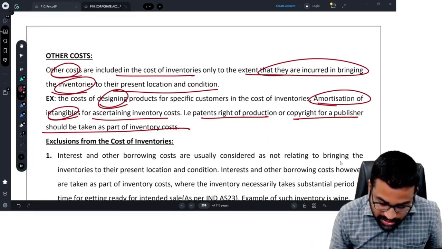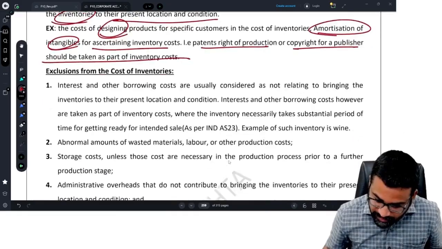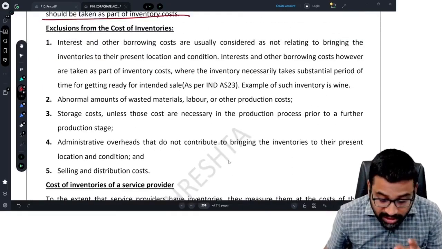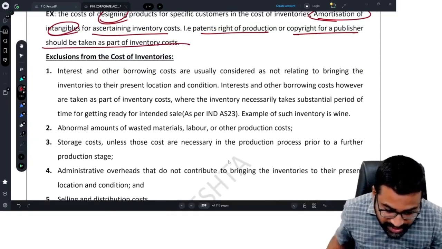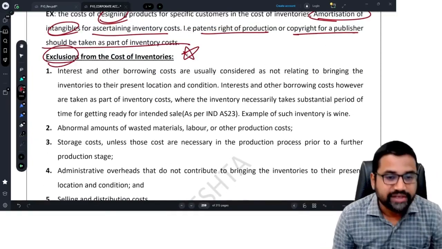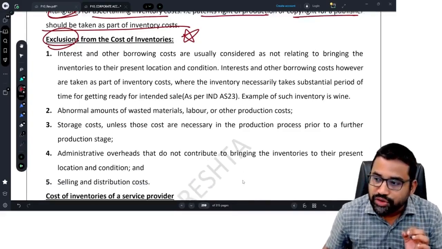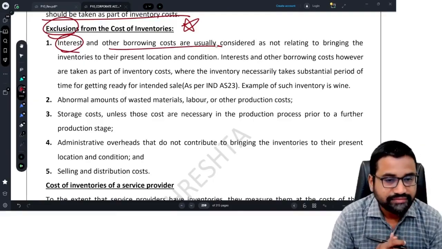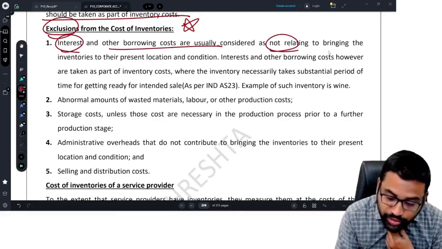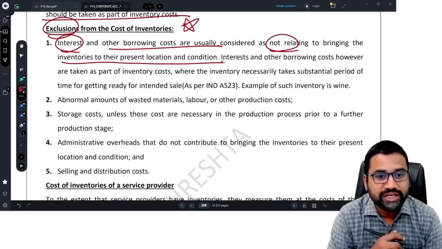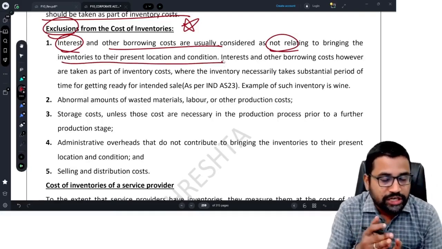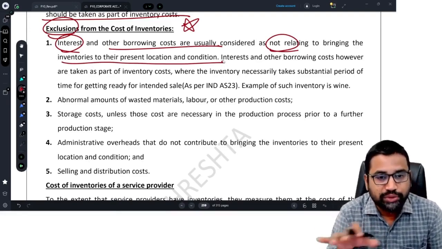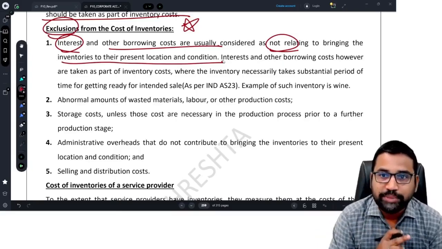And similarly, interest cost can also be included, provided the inventory is what? Provided the inventory is a qualifying asset. Now see, which cost we should not include. This is very, very important. Exclusions from the cost of inventories. There are certain costs we should not include. For example, interest and other borrowing cost, if it is not relating to bringing the inventories to their present location and condition. So if you are incurring any interest and other borrowing cost not relating to bringing the inventories to their present location and condition, don't include it as a part of cost of inventories.